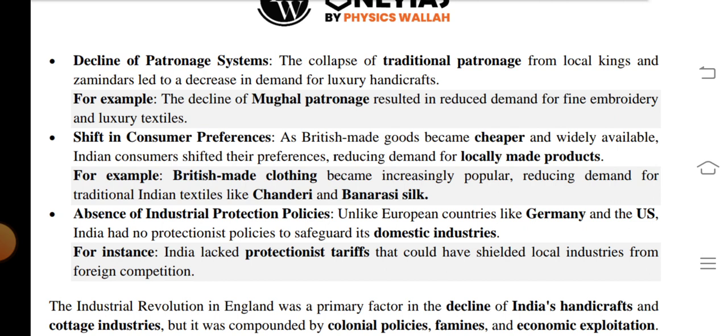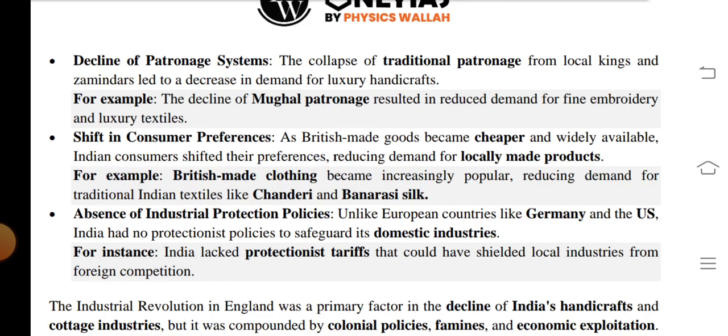Indian consumers shifted their preferences, reducing demand for locally made products. For example, British-made clothing became increasingly popular, reducing demand for traditional Indian textiles like Chanderi and Banarasi silk.